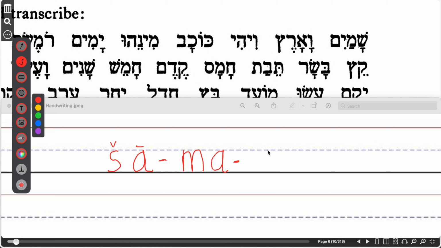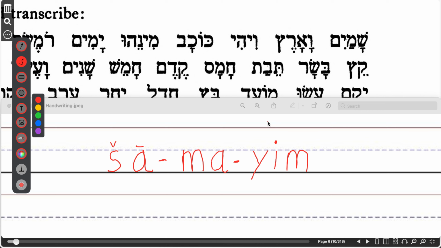and then we have the yod, which is a Y sound. Then we have the dot, which is the short hirek, so that's the I sound. And then we have final mem, shamayim, shamayim. Can I tell you something? You know what the word shamayim is? Heavens. In the beginning, God created the heavens and the earth. Shamayim.